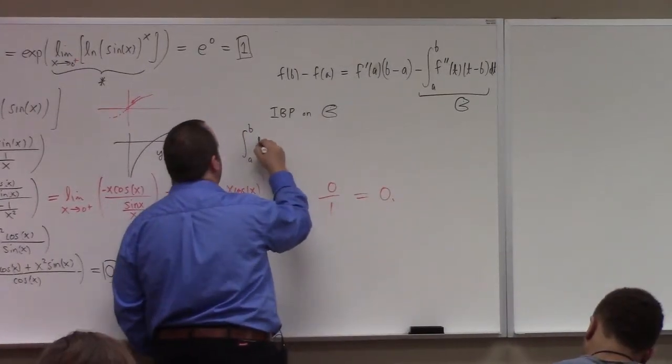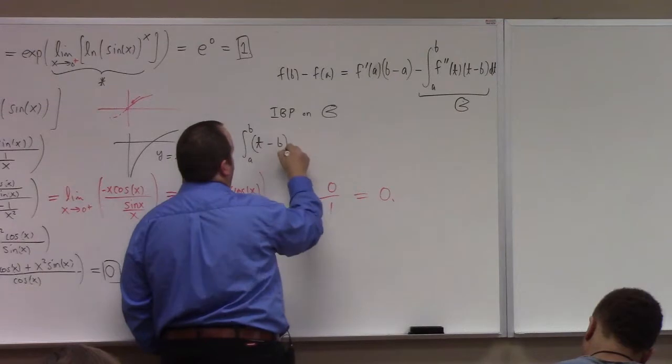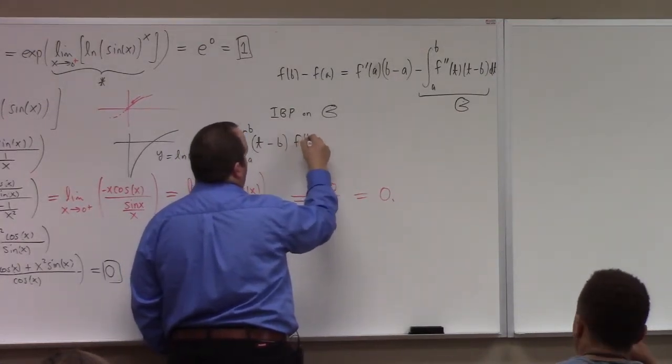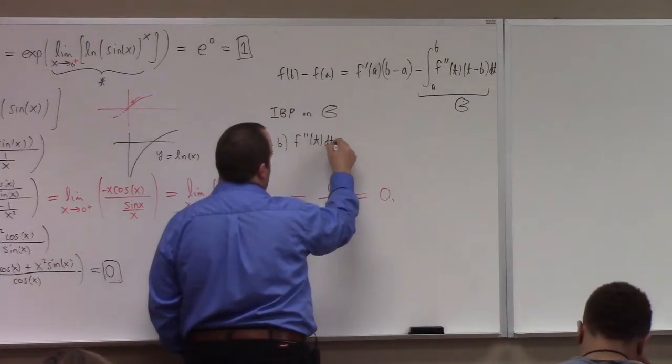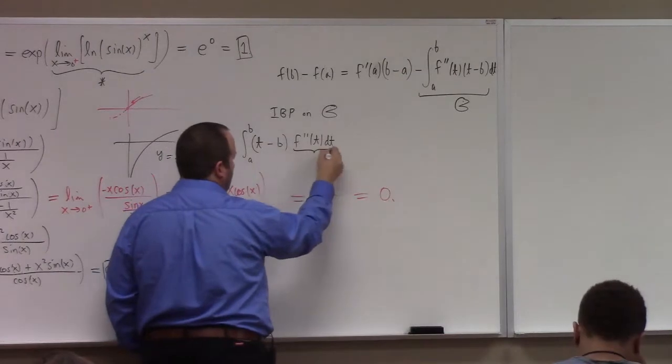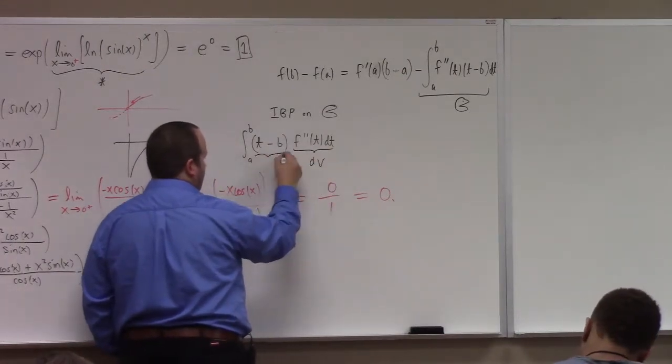t minus b, f prime prime of t dt. Okay, so what I'm going to do is I'm going to look at this as being dv. I'm looking at this as being my u, right?